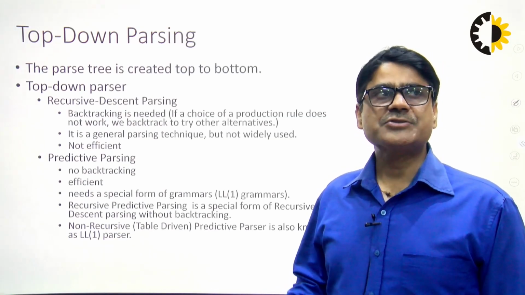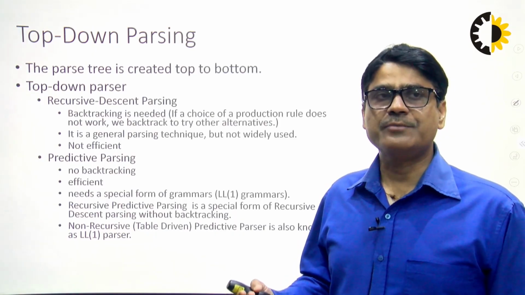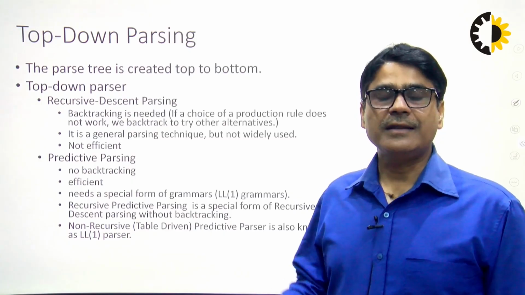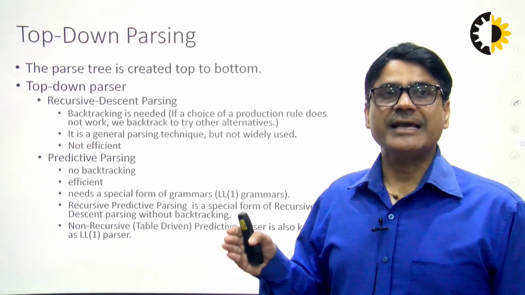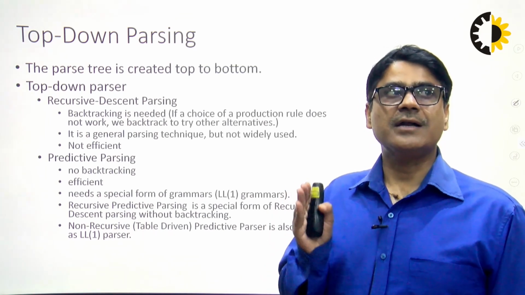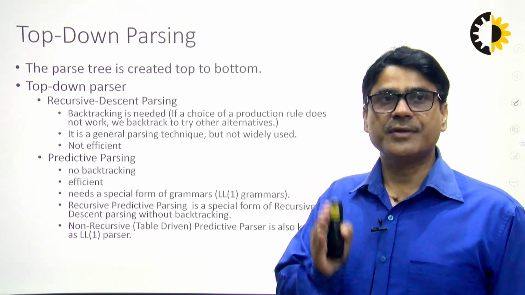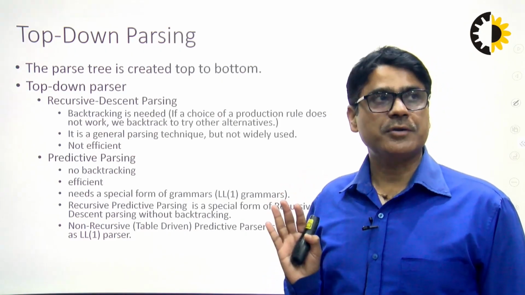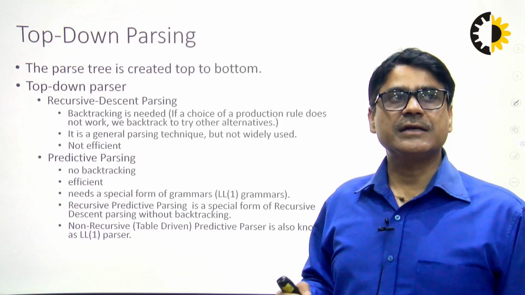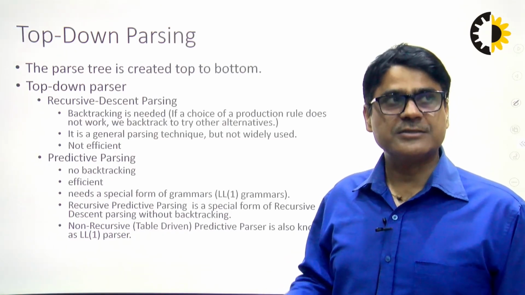The parse tree is created from top to bottom. We have to start with the start symbol, and then we have to reach the accepted string of the grammar. So this is the process. The top-down parser attempts to construct the tree from top to bottom. If you're talking about the top-down parser, we have two approaches. One is recursive descent parsing, the second one is predictive parsing.